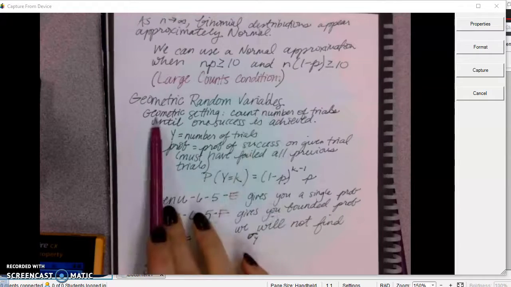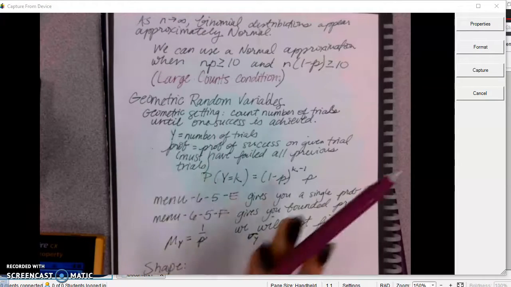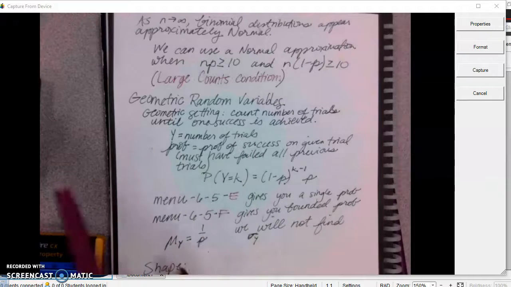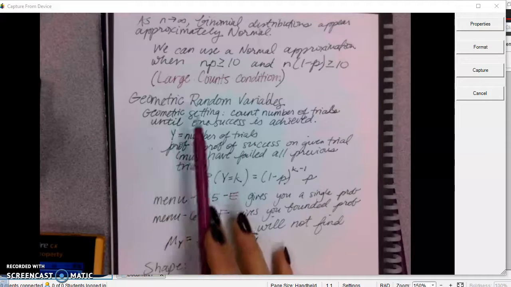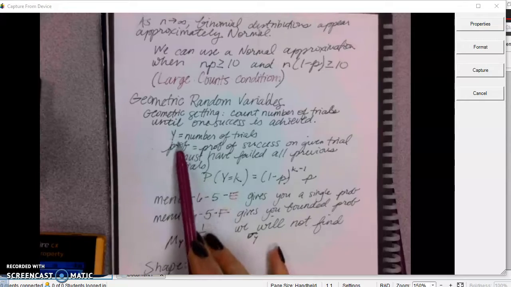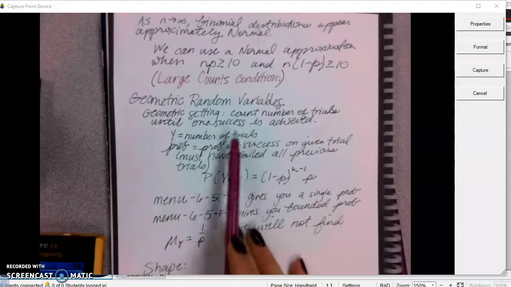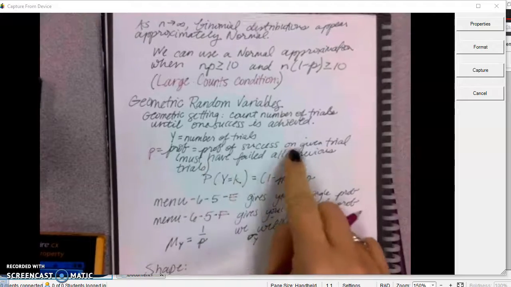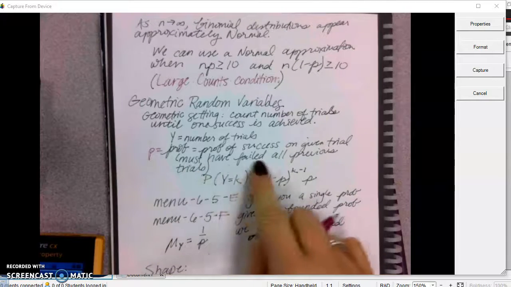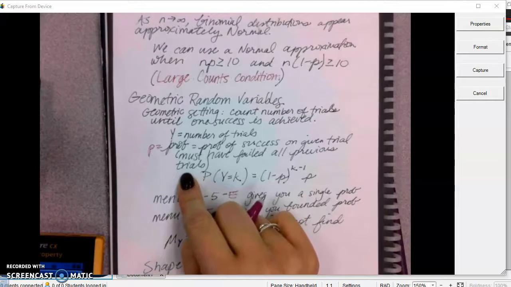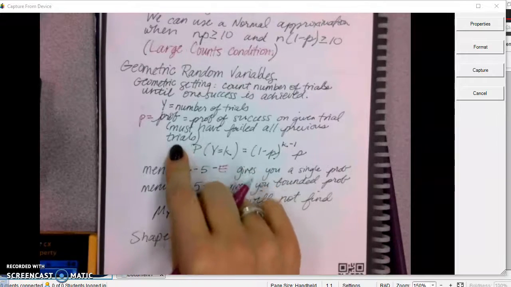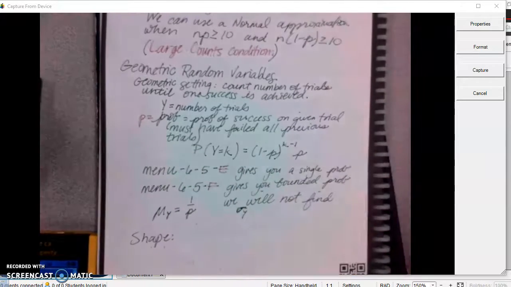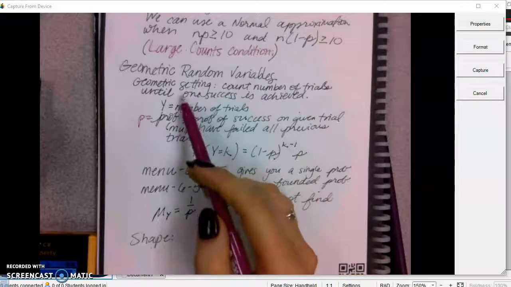Geometric random variables. The geometric setting is similar to a binomial setting, but instead of counting the number of successes, you count the number of trials until you reach one success. And so our random variable capital Y is going to be the number of trials, and p is going to equal the probability of success on a given trial. Now the key is you must have failed all previous trials. Think about it like if you were going to flip a coin and count how many trials until it flips to a head, that would be an example of a geometric setting.